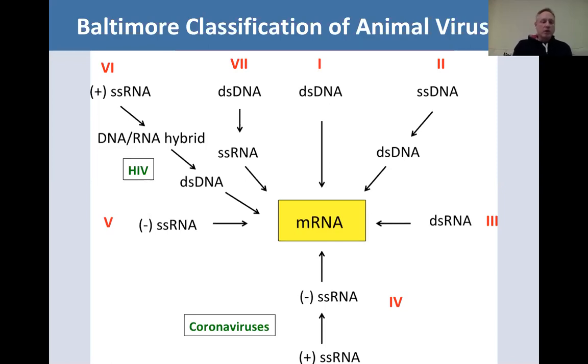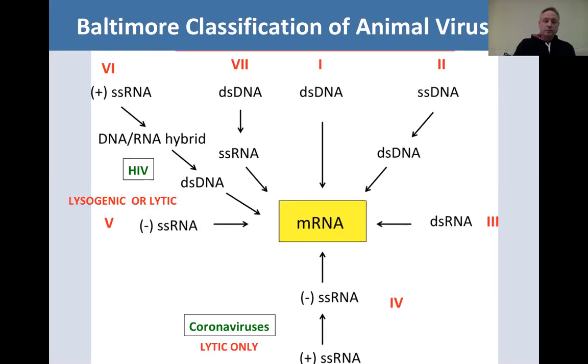So what you see over here in number 6 is that HIV is a plus single-stranded RNA that has a DNA-RNA hybrid that ultimately will go to double-stranded DNA that we know can integrate into the chromosome as a lysogen, and then ultimately it can be expressed into RNA. On the other hand, coronaviruses, they are plus-stranded single-stranded RNAs, and they do not have a DNA intermediate, so they're always going to be in the lytic phase. So lytic or lysogenic.